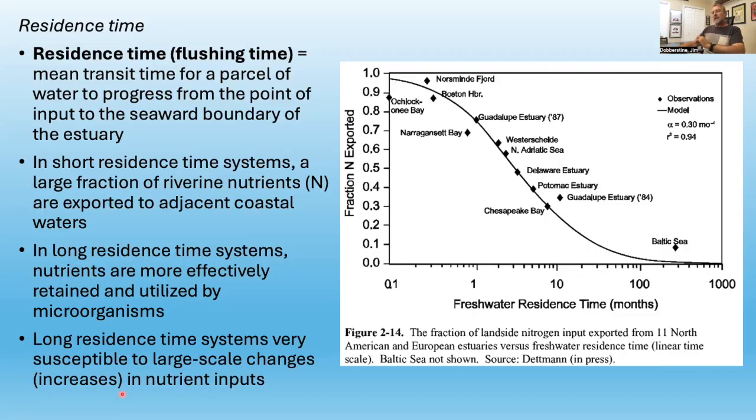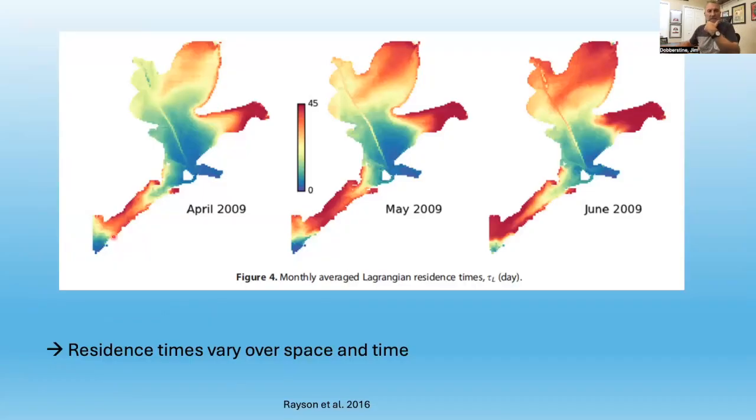Generally, long residence time systems are very susceptible to large scale changes in nutrient inputs. And that's because they tend to get these big slugs of water that come through when we have these big rain events, or they tend to be monsoonal, right? So you get a lot of rain in one part of the year and then not any rain in the other part of the year. Okay. Galveston Bay, for the most part, has pretty good mixing. But when we have droughts like we had last year, you can see nutrient contents really move up in the bay.